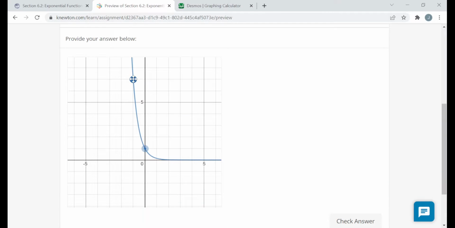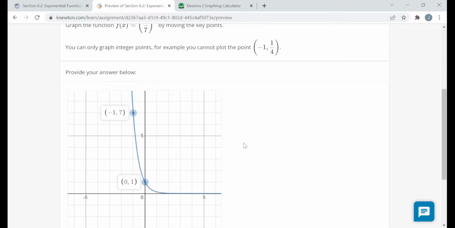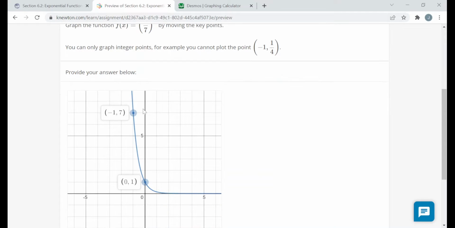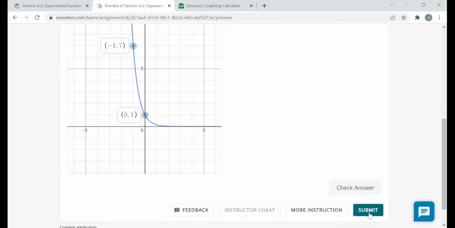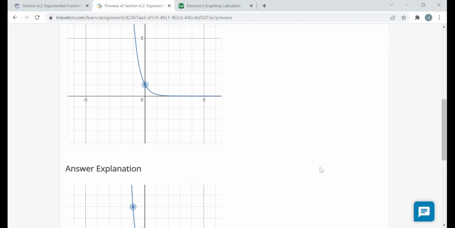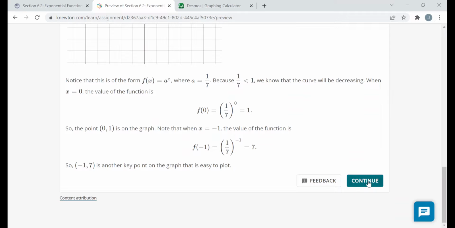And there we go, right? There's negative 1, 7. Here's 0, 1. Those would be points on the graph. And remember, if it's a basic exponential function, just b to the x, and the base is less than 1, it is a decreasing function like this. And look, everything looks great. Good. All right. Next.